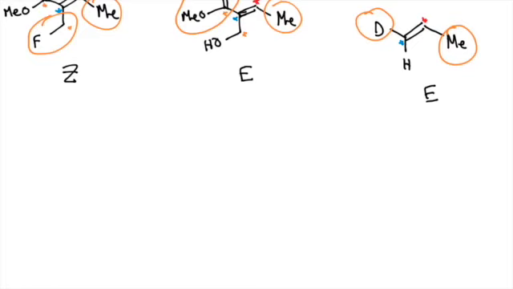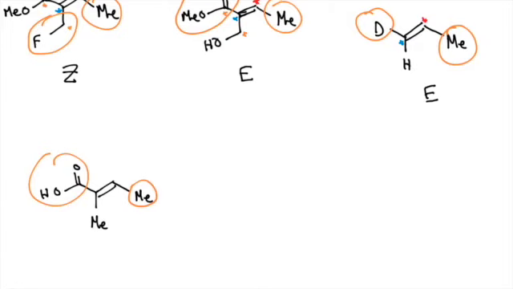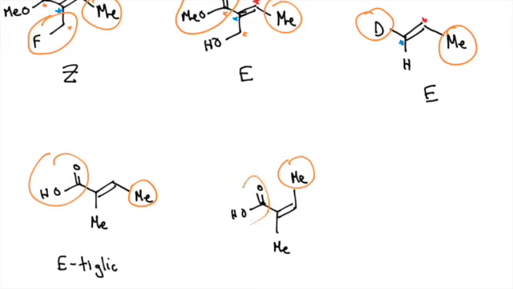And this is important when naming lots of different types of molecules. Here's just an example of a molecule that has a common name, but we still use the E and Z nomenclature. In this example, the two highest priority groups are going to be that methyl and that carboxylic acid. This is known as E-tiglic acid. The other stereoisomer is going to be this one, and in this case the methyl and the carboxylic acid are on the same side, and this is known as Z-angelic acid.